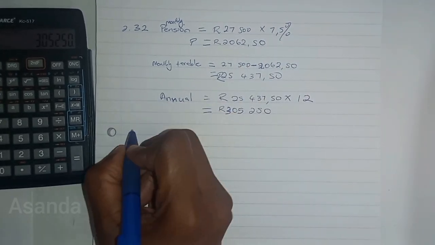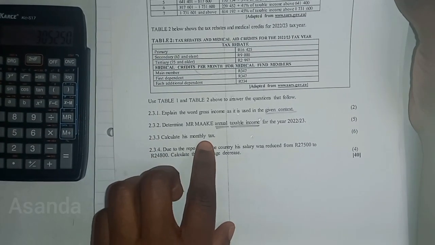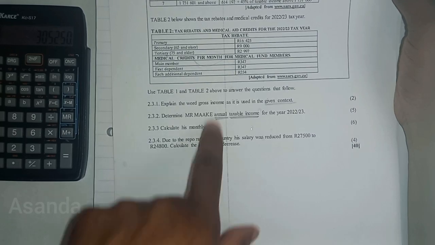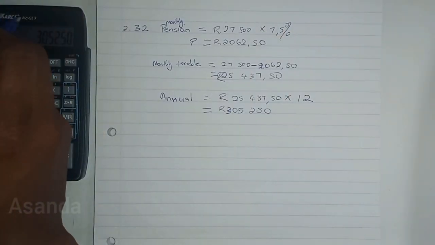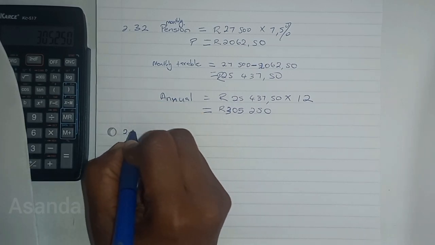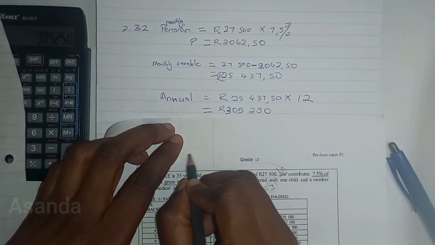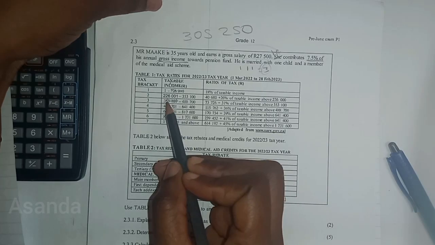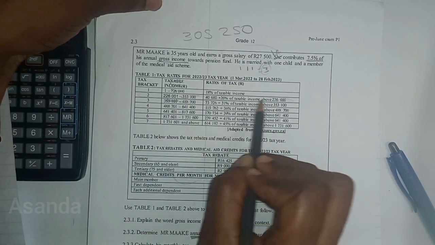Okay. The next question says, now you can calculate his monthly tax. Now, I'm not worried about monthly tax first. I'm going to calculate his tax because this tax table uses annual income. So that's what I'm going to go with first. And 2.3.3. Let's first check which tax bracket he falls into for 305,250. He's on tax bracket number 2 for sure. I hope I'm getting it right.